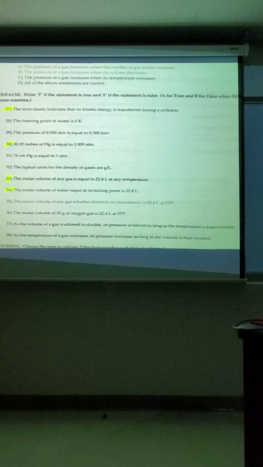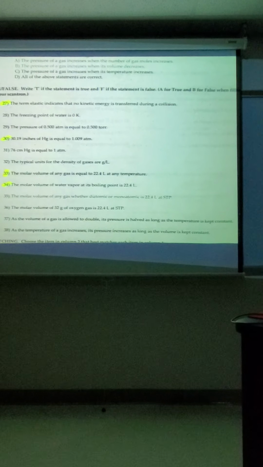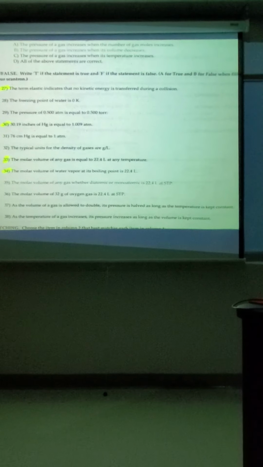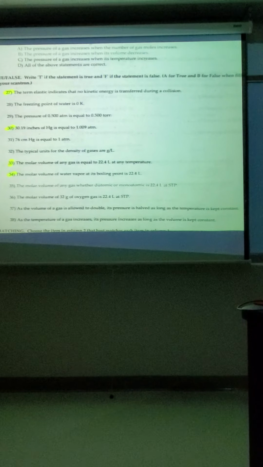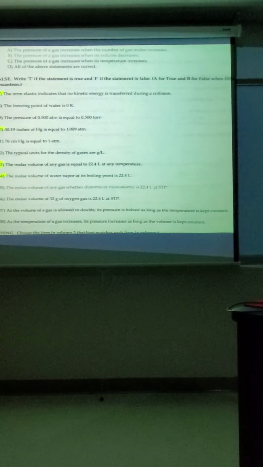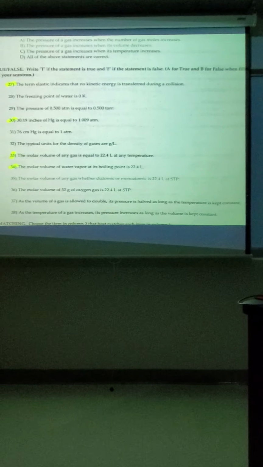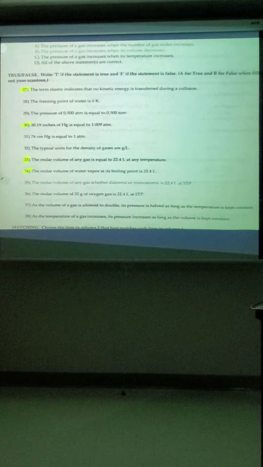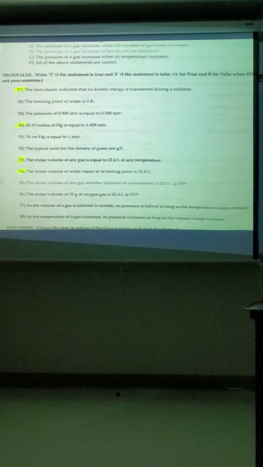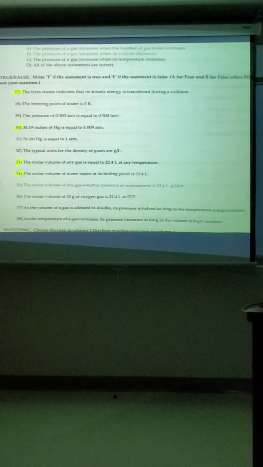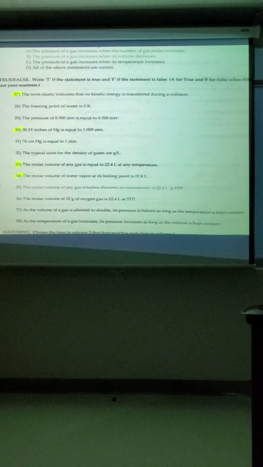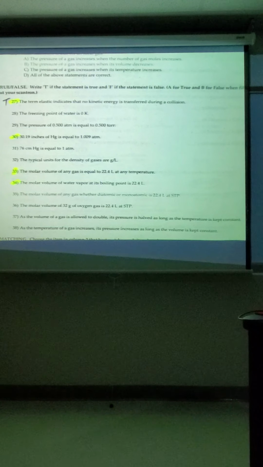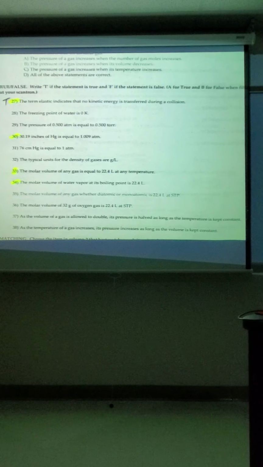Number 27 says, the term elastic says that no kinetic energy is transferred during collision. This is one of the assumptions of an ideal gas. That means if you hit a deer with your car, there's no damage to the deer, there's no damage to the car. In reality, that doesn't happen. But for gases, we assume it happens so that there's no energy transfer when a molecule strikes the container, causing pressure, that kind of idea. So this is true. Elastic is just like a waistband, it stretches in and out. We're assuming that no energy is released in that process.